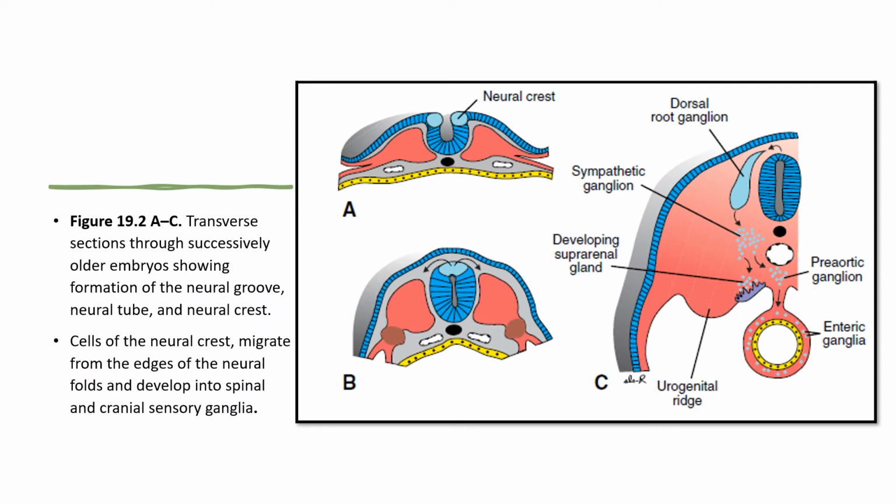So in this figure, you will see the transverse sections through successively older embryos showing the formation of the neural groove, the neural tube, and then the neural crest. Okay, so in here, you are already familiar with the changes, right? So when the neural crest is already being formed, you will see here that the neural cells will eventually detach from that developing neural tube. Okay, and then the cells of the neural crest migrate from the edges of the neural folds and develop into spinal and cranial sensory ganglia.